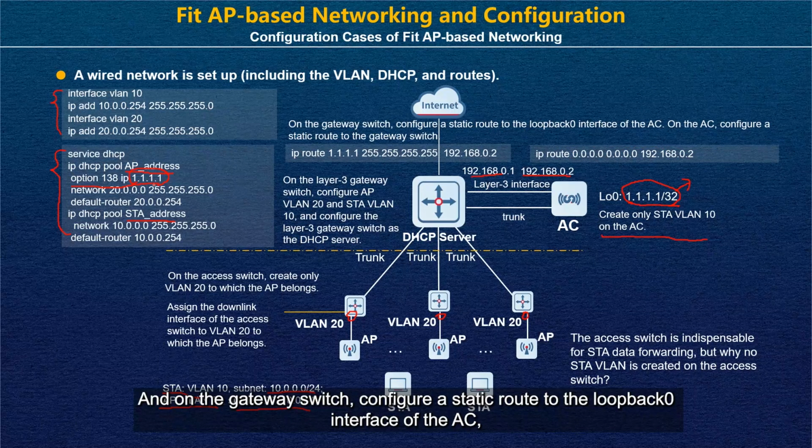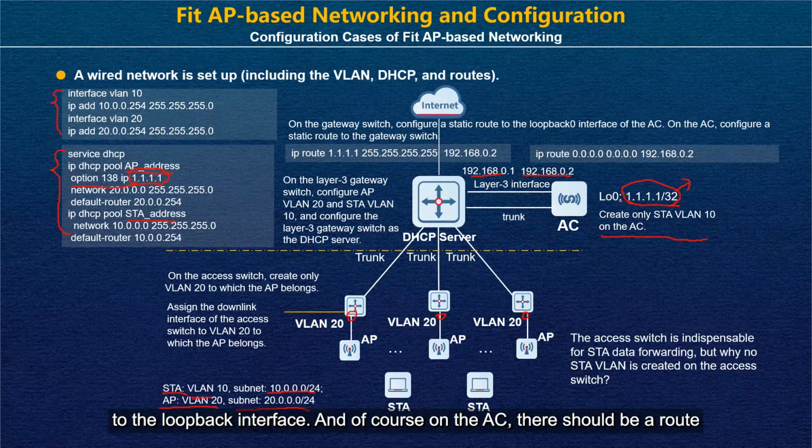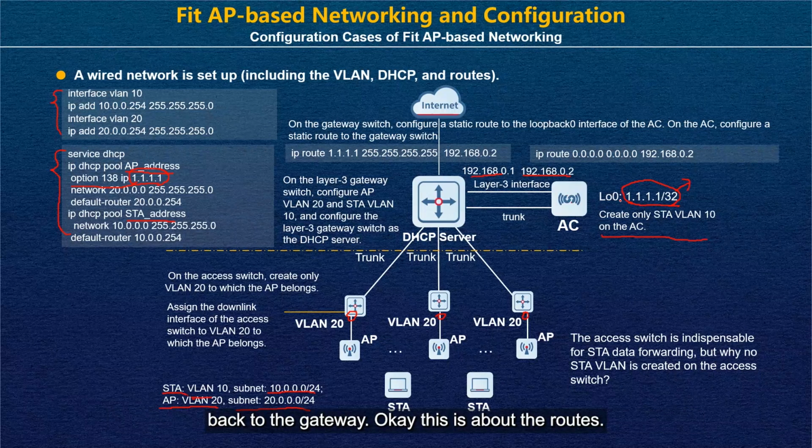And on the gateway switch, configure a static route to the loopback 0 interface of the AC. Of course, it's a layer 3 network, so on the switch there should be a route to the loopback interface. And of course, on the AC, there should be a route back to the gateway. Okay, this is about the routes.